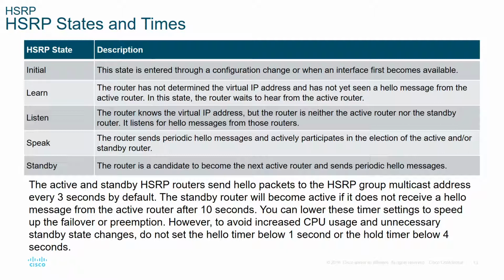The active and standby HSRP routers send hello packets to the HSRP group multicast address every 3 seconds by default. The standby router will become active if it does not receive a hello message from the active router after 10 seconds. You can lower these timer settings to speed up the failover preemption. However, to avoid increased CPU usage and unnecessary standby state changes, do not set the hello timer below 1 second or the hold timer below 4 seconds.